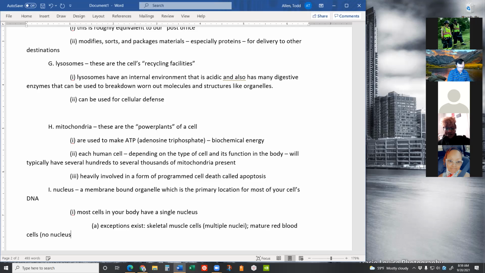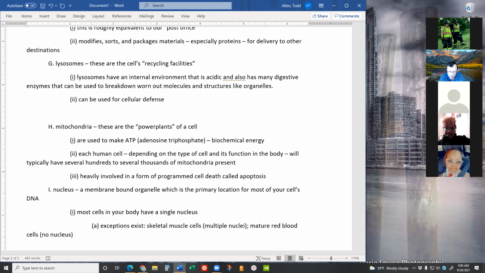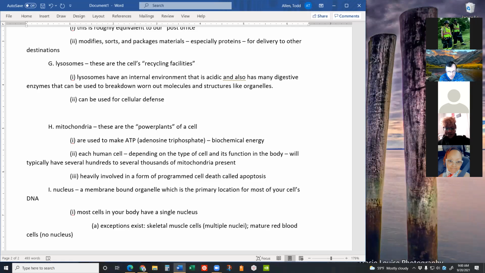This is something that you'll get more in A&P 2, but if you think about it, the purpose of a mature red blood cell is simply to deliver dissolved gases throughout the body, oxygen and carbon dioxide. Mature red blood cells don't actually reproduce, so there's really no reason for them to carry around genetic cargo. So the nucleus is where most of your cell's DNA is found.